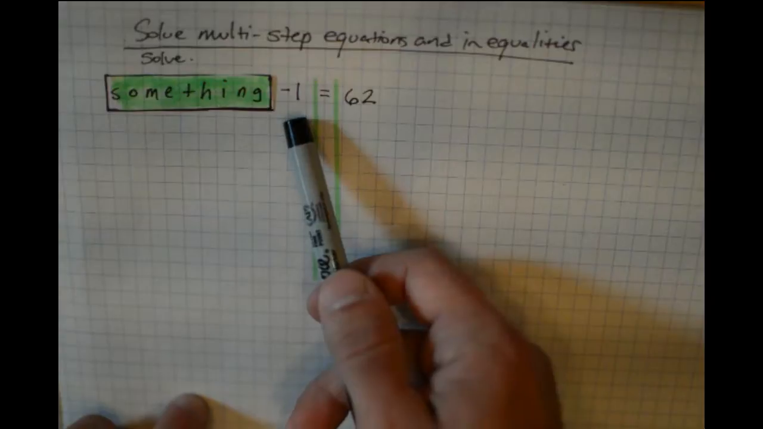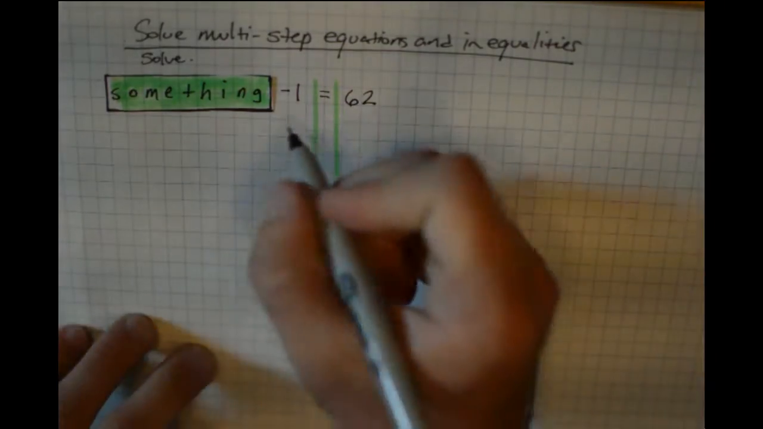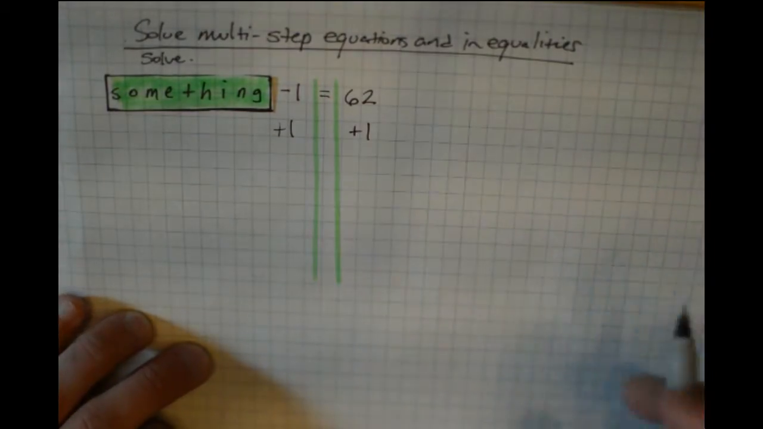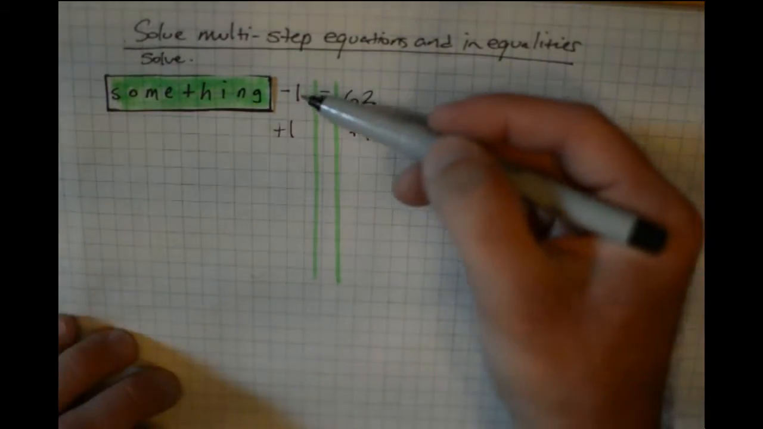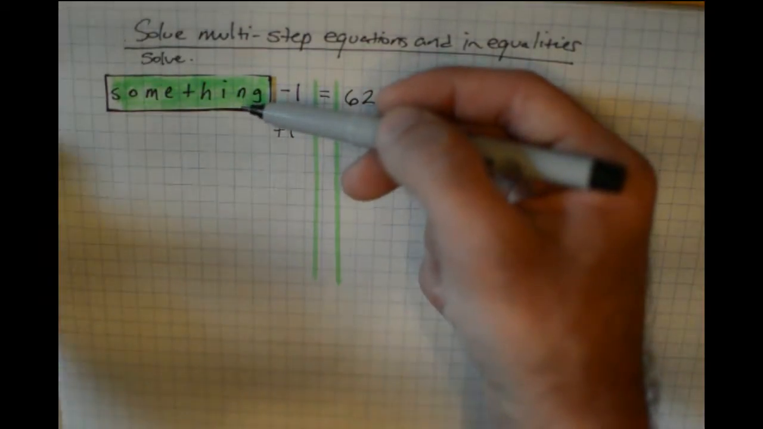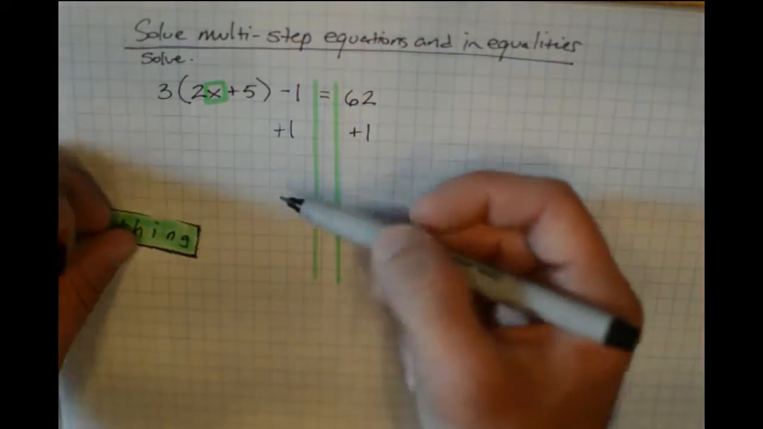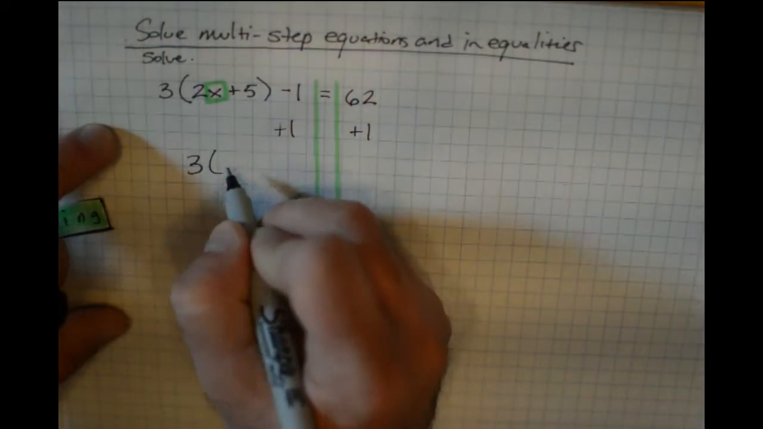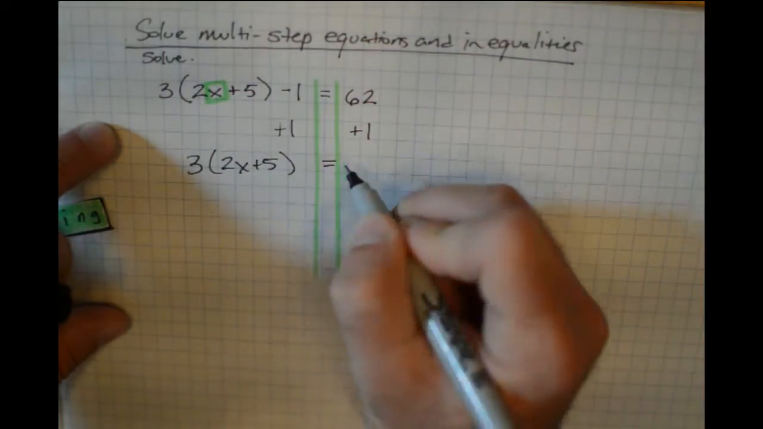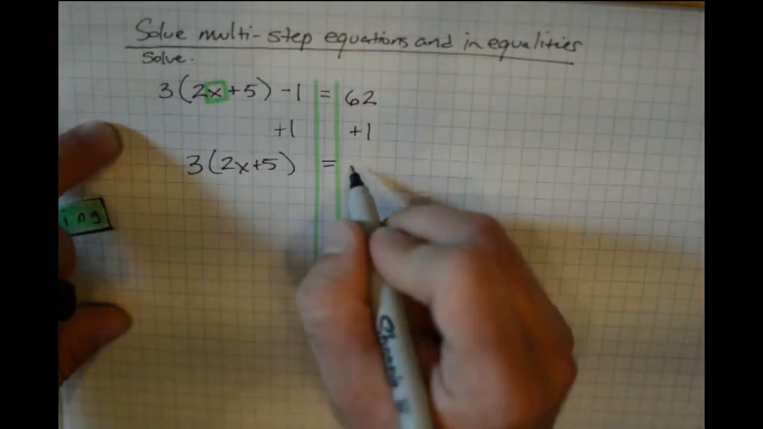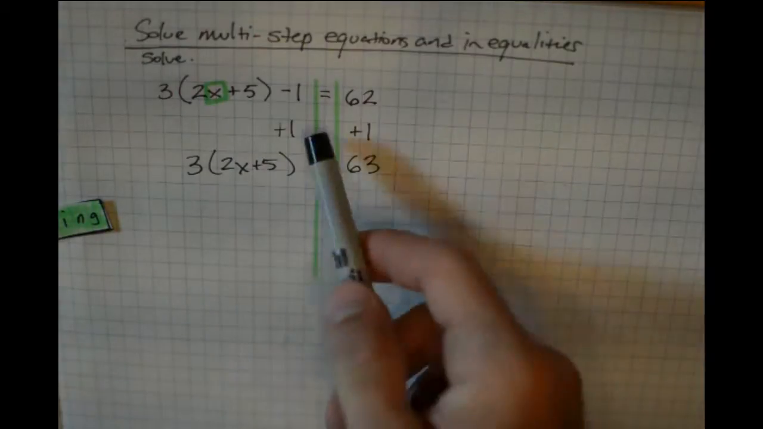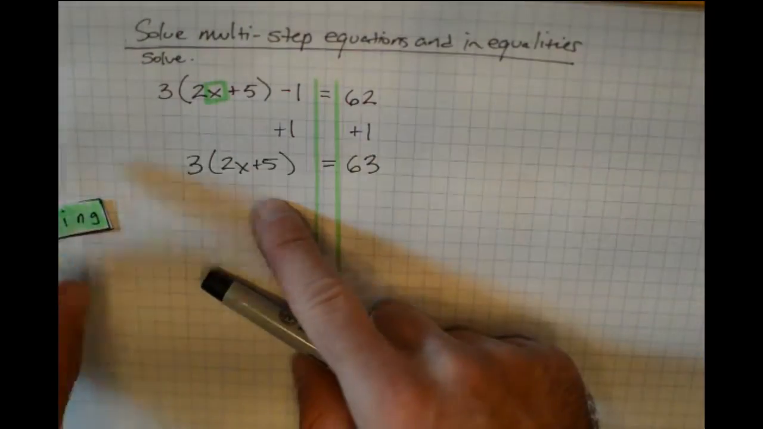Well, what's the inverse of subtracting 1? Adding 1. So I'm just going to add 1 to the left. Got to make sure that I also add 1 to the right. On the left side, I have minus 1 plus 1 is 0, so all I'm left with is this something. I'm just going to bring that down. It happens to be 3 times the quantity 2x plus 5. Bring down that equal sign. And bring down 62 plus 1 is 63. And so I've gotten rid of that minus 1 by doing the opposite, and I brought that something down.